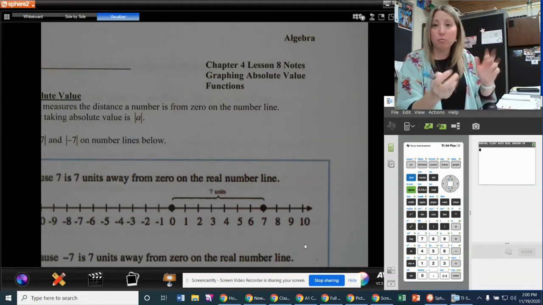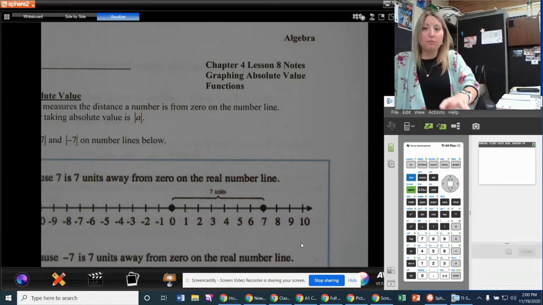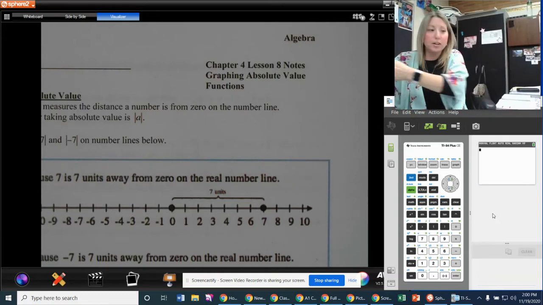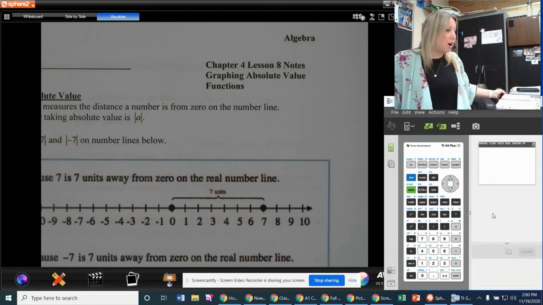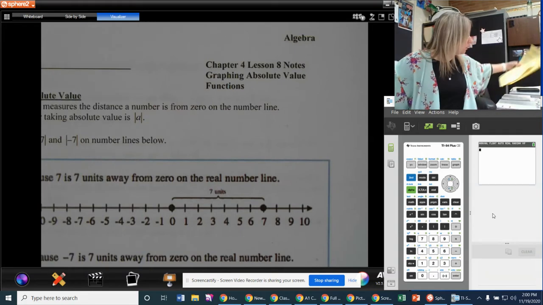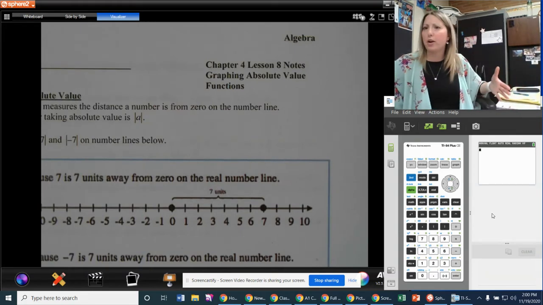So we need to make sure we can graph an absolute value function using our graphing calculator, which I have pulled up over here, and I'll have one over here too, as well as graphing absolute value functions just by looking at their equations, right?